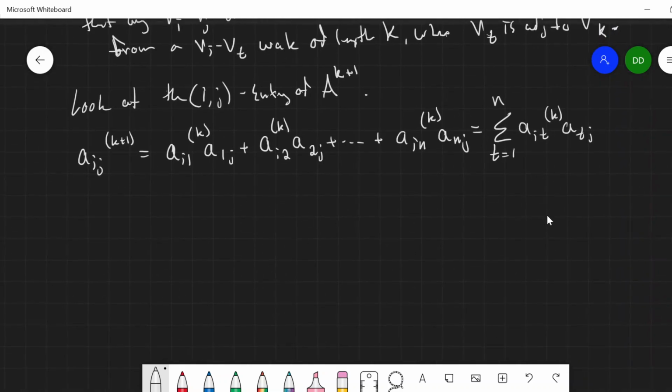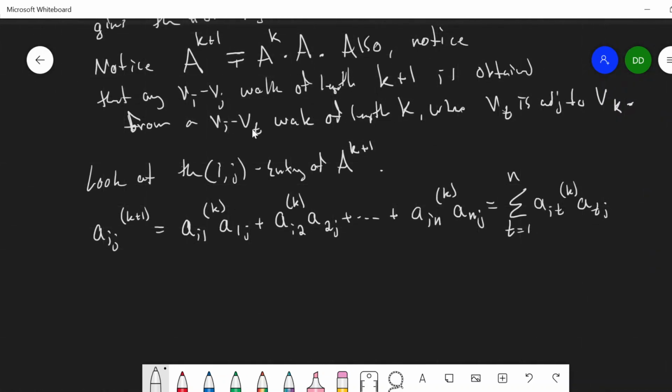So now, what's the thing to notice? Again, I want to keep this in mind that every Vi-Vj walk of length K plus 1 is obtained from a Vi-Vt walk of length K, where Vt is adjacent to Vj. So I want to pay attention to these. So these are just coming from the adjacency matrix, right? There's no superscript here, so these are just the adjacency matrix.